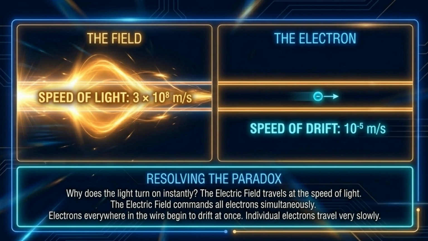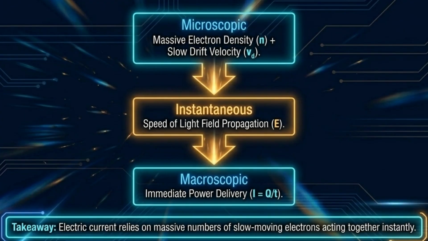Resolving the paradox. The light turns on instantly because the electric field travels at the speed of light. This field commands all electrons in the wire to start drifting simultaneously, even though individual electron drift is slow. The key takeaway is that electric current relies on massive numbers of slow-moving electrons acting together instantly, enabled by the speed of light field propagation.